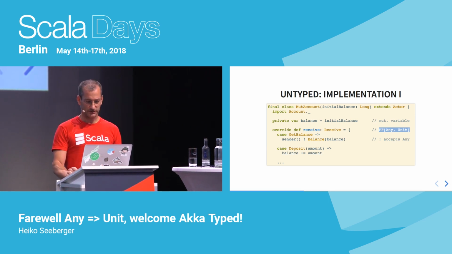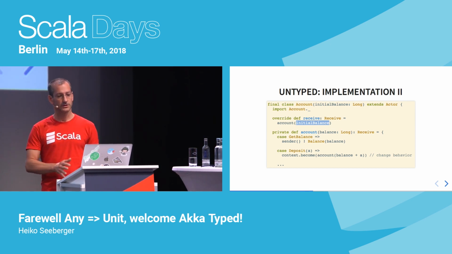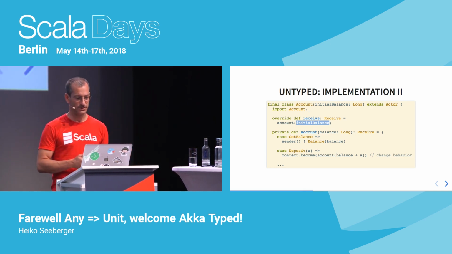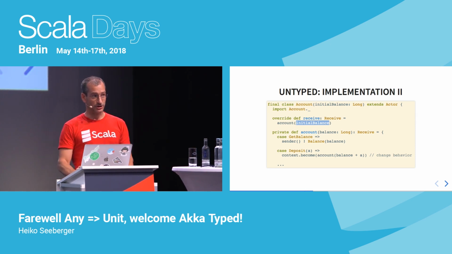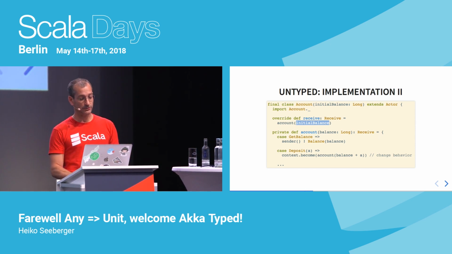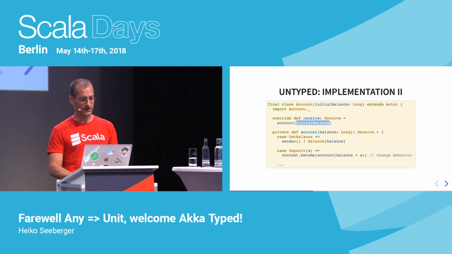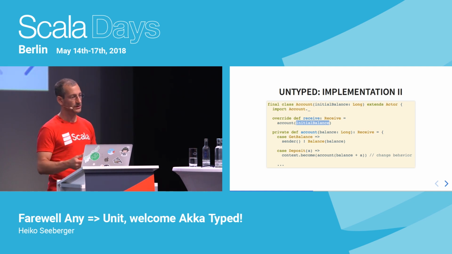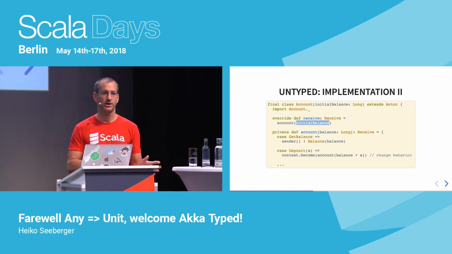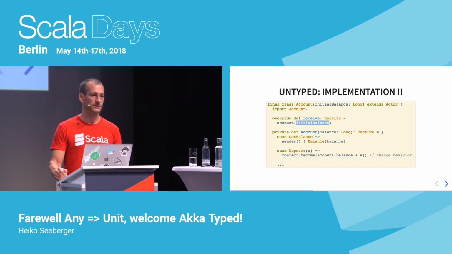So that's a typical implementation. You could also do a slightly different implementation, which is changing the behavior of an actor. So the receive method that defines the initial behavior goes to this method and initializes the account with an initial balance, as you can see here. And then when we deposit, we change the behavior. So instead of using a var, we change the behavior. And that's totally possible in Akka untyped.